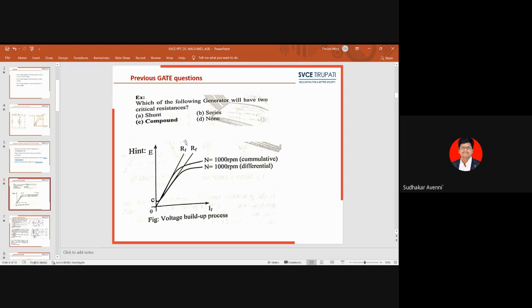Why? Because for a compound generator, there is a shunt field resistance and there is a series field resistance. For that, definitely we are going to find two critical field resistances. So we can say that the answer is compound generator.